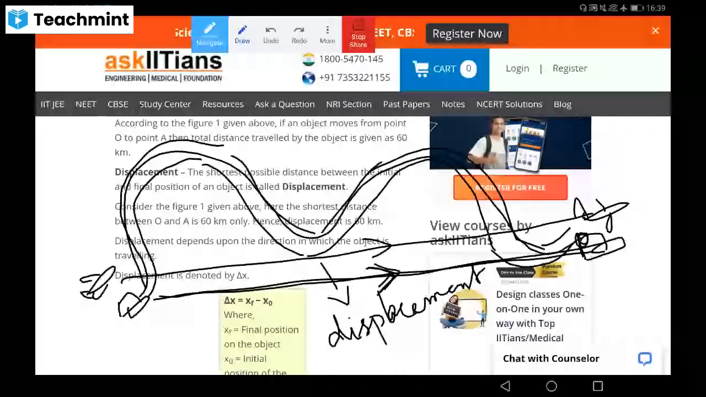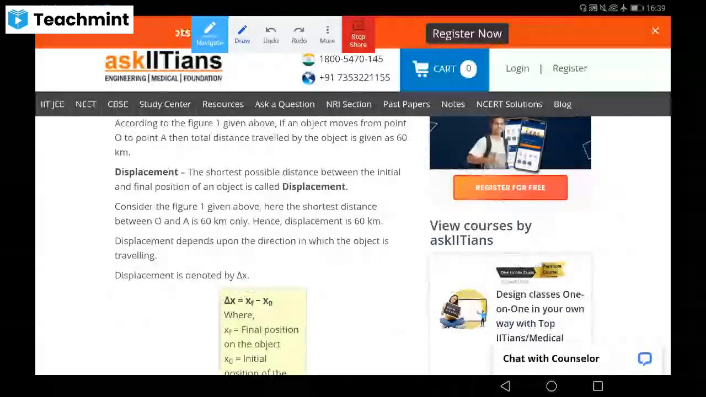That is why distance is considered to be a scalar quantity. Distance is a scalar quantity because there we don't care about the direction. We can go in any direction. It is just a scalar quantity, that is 100 kilometers, 1000 kilometers. We don't say it is going in the north direction or south direction. We don't think about it.